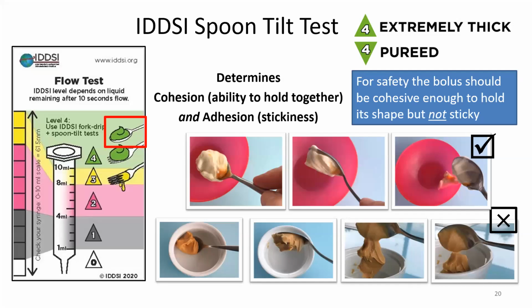So in order to manage the risk of residue, we want to make sure that thick boluses are not too sticky. And for this, we recommend using the IDDSI spoon tilt test. And I'm going to ask Peter to go out again to another short video clip demonstration. So in this second virtual active demonstration, we want to look at the spoon tilt test. And here we're looking at whether the product is sticky and adherent, and also whether it holds together in a cohesive bolus.